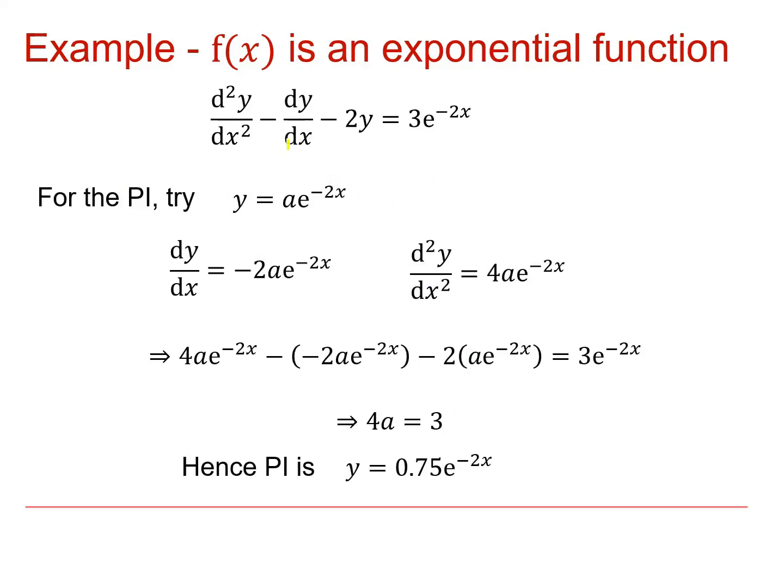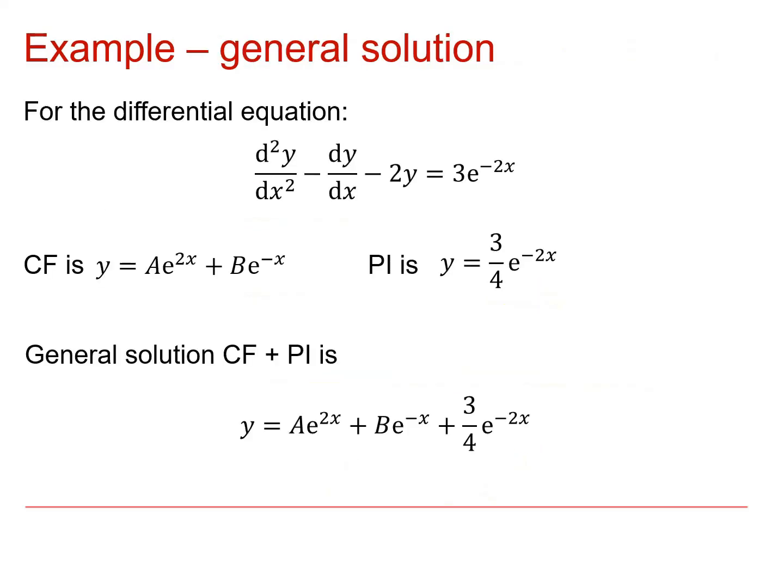There's that working tidied up for you. There's the particular integral a e to the minus 2x with its derivatives plugged into the equation to give me a value for a of 3/4. And actually I've got it listed here as a decimal, so y is equal to 0.75 e to the minus 2x. So if we want the general solution to this differential equation, we know the complementary function.